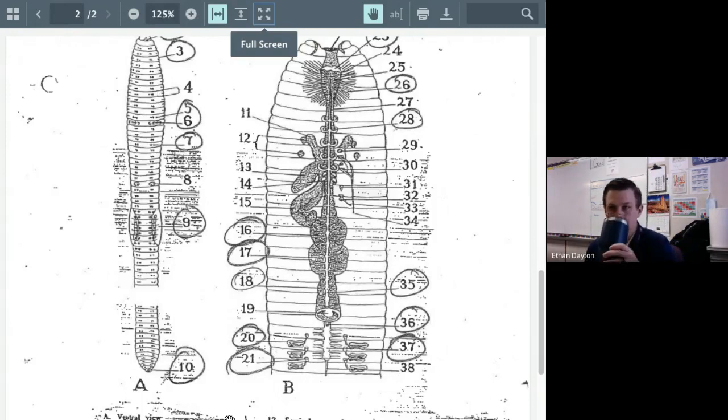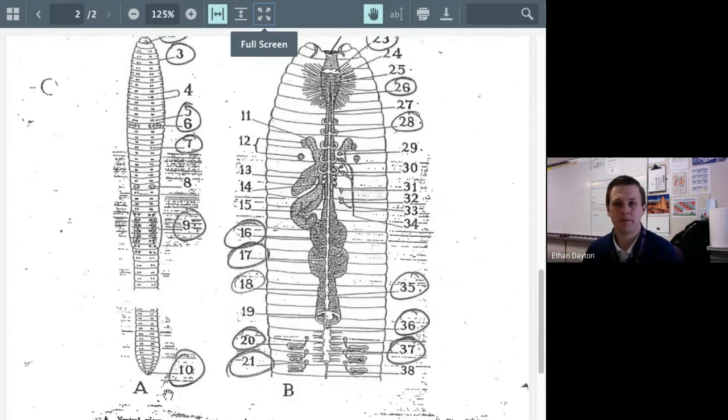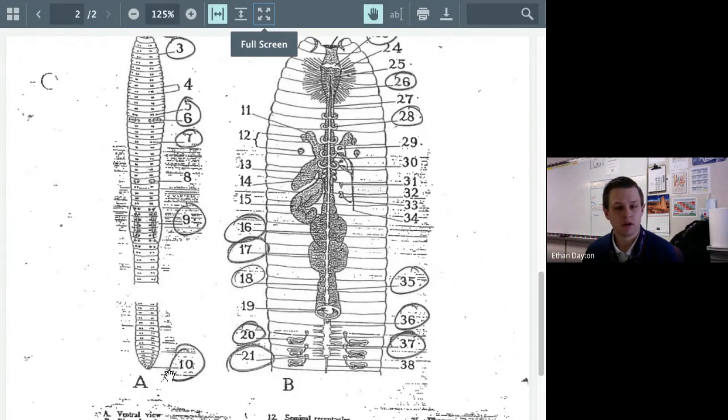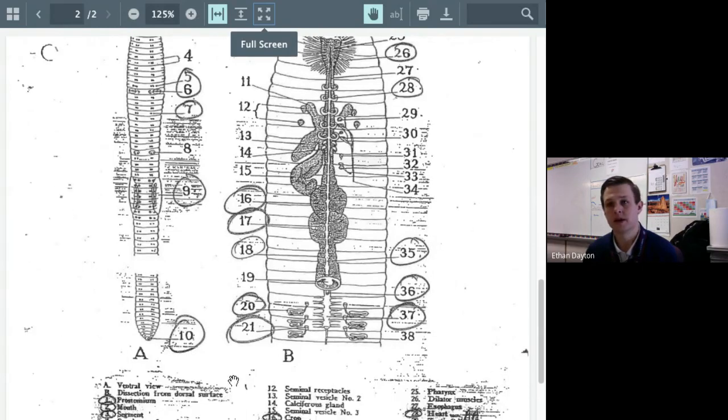The anus? Yeah, very good, all right? Very good. So that is at the posterior end. I couldn't hear what he said. Oh, he said anus. That number 10 is the anus.